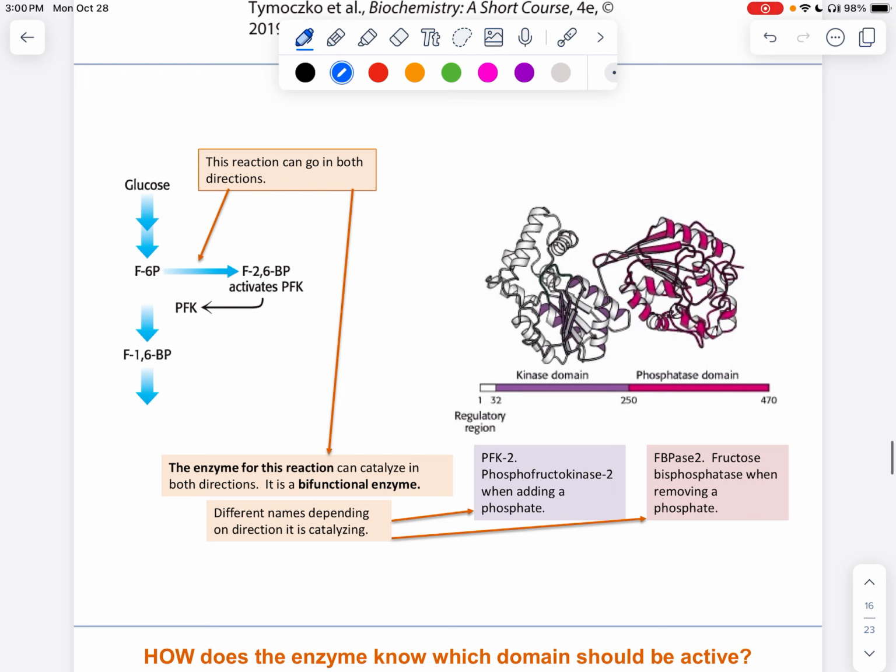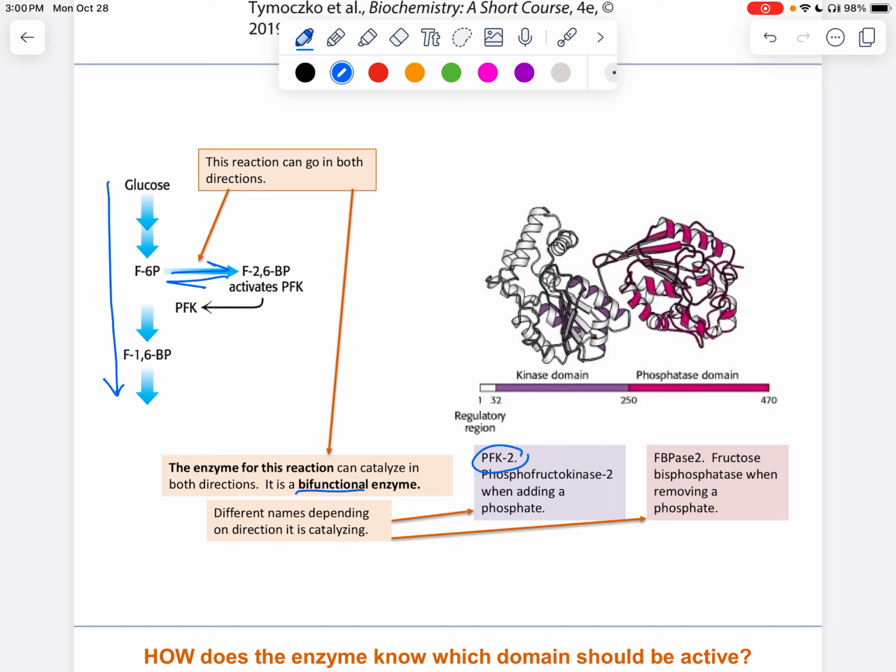Okay, this reaction right here, so we've got our glycolysis reaction going this way. This reaction can go both ways, right? Or I should really use my equilibrium arrows a little better, but we can get this one going both directions. Okay, hence it's called bifunctional. And we give that enzyme a different name depending on the direction it's catalyzing.